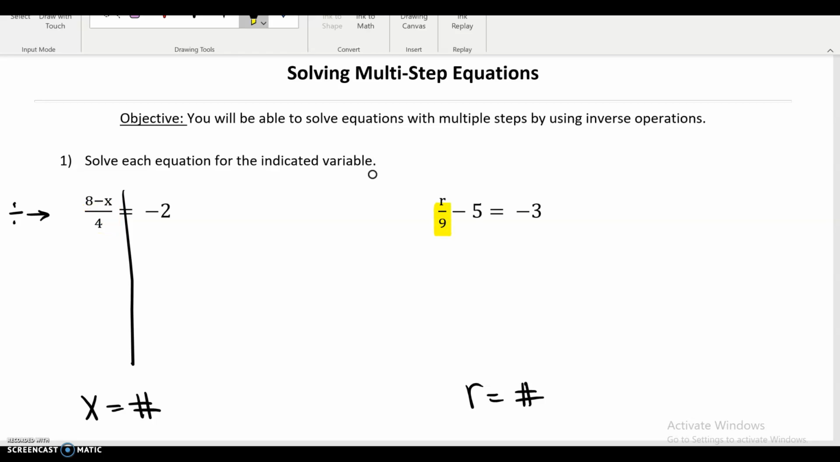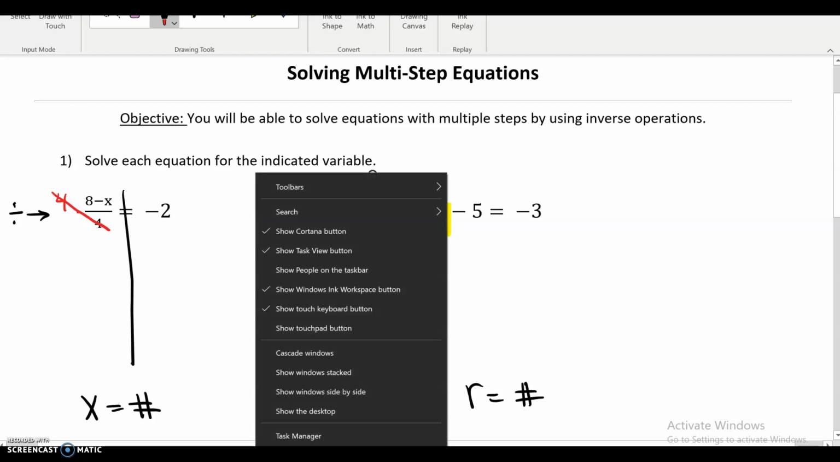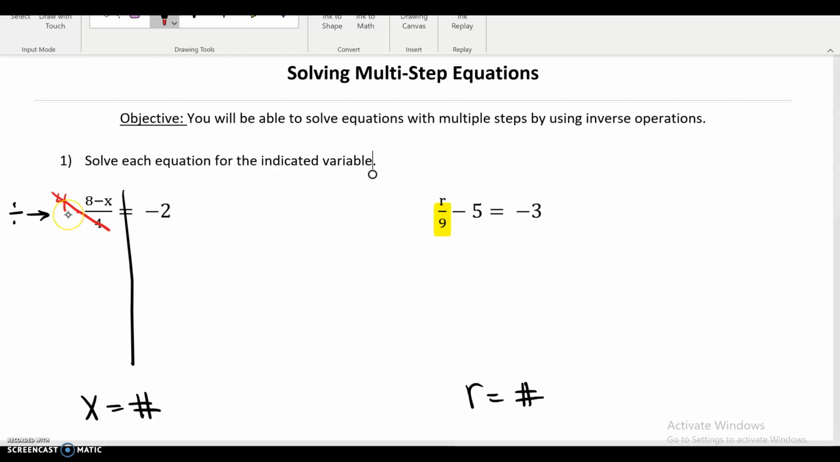Whereas in this problem, only the r is being affected by the divided by 9, so we might actually wind up moving this -5 over first. But in this problem, everything's being divided by 4, so let's undo that first. Then the question becomes, how do you undo divide by 4? The answer is you would multiply by 4. Those are inverse operations, they undo each other. That's one way you can think about it. You can also think about it as 4 over 1 times 1 over 4, which is 4 times a fourth, which is just 1. So that would cancel out.